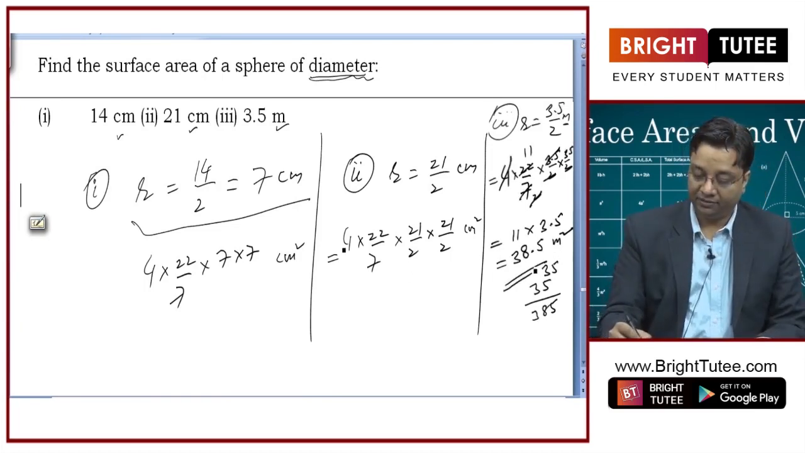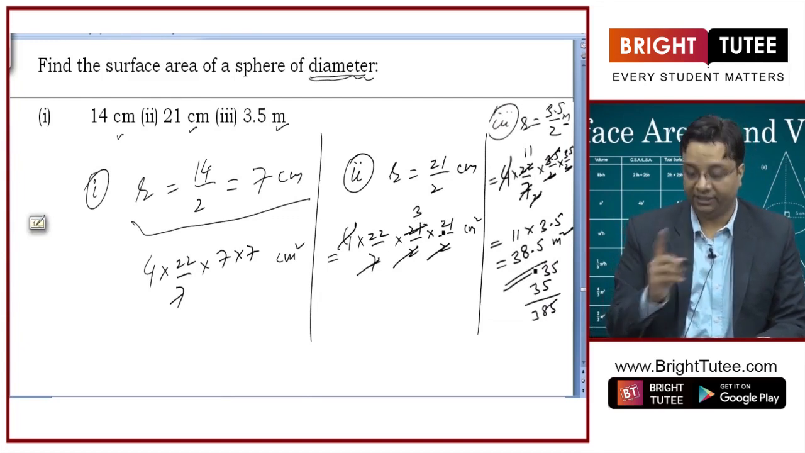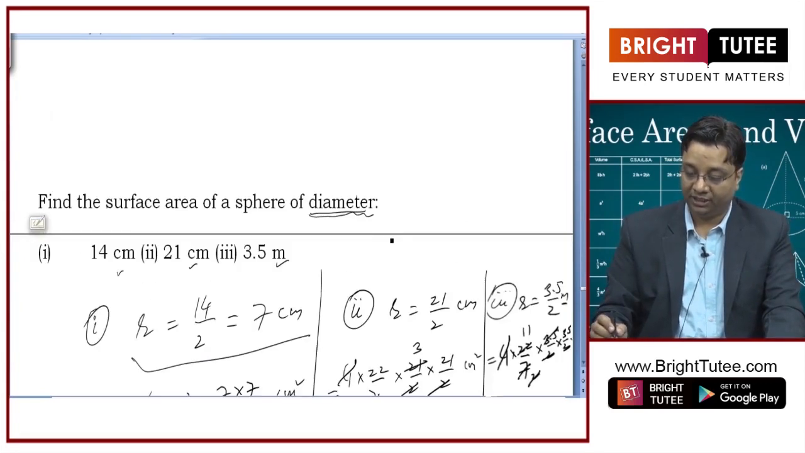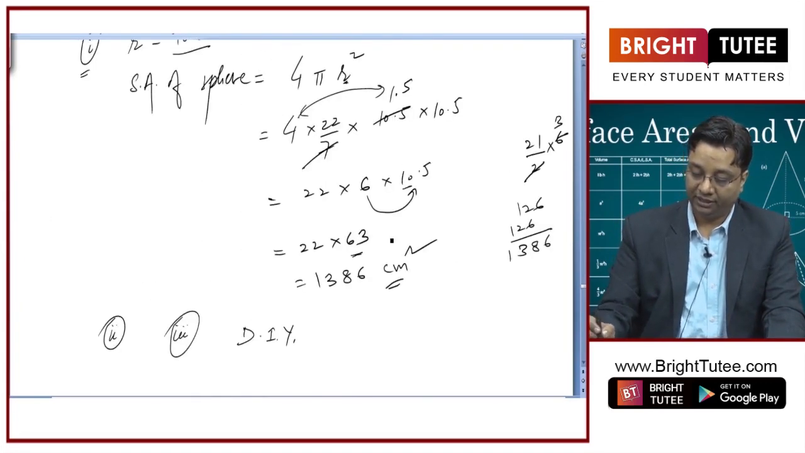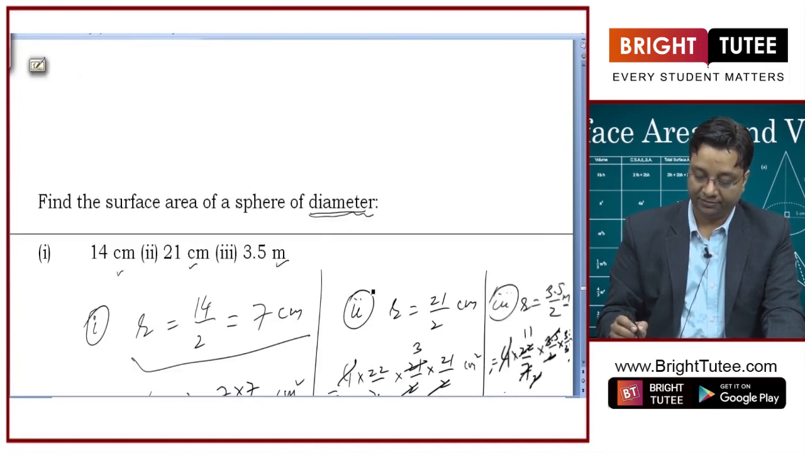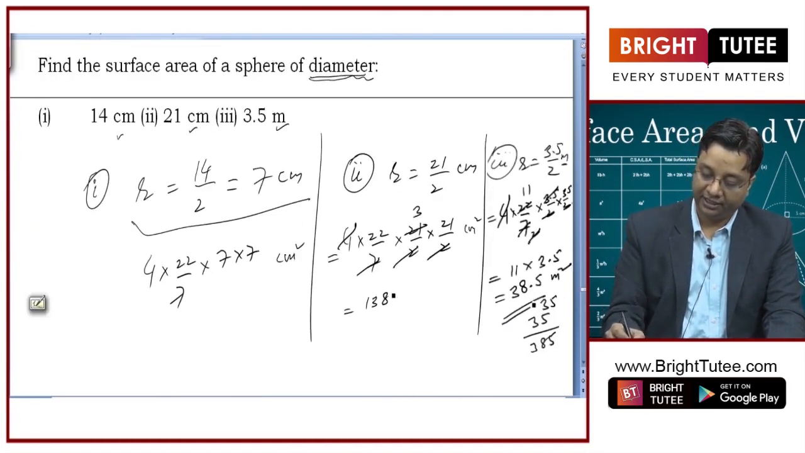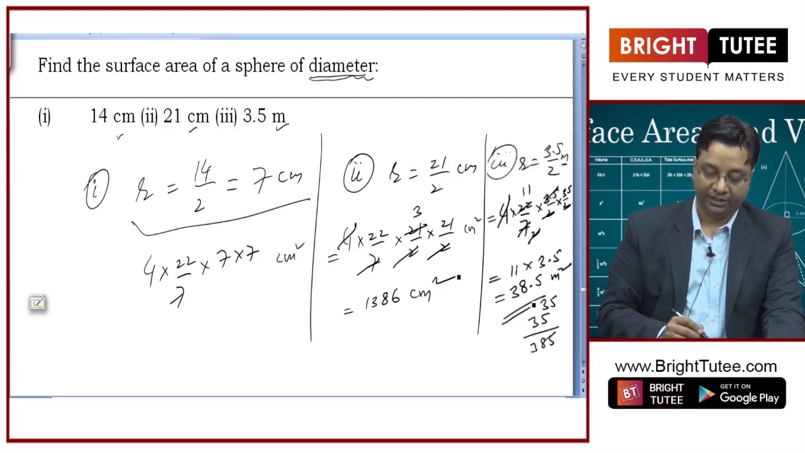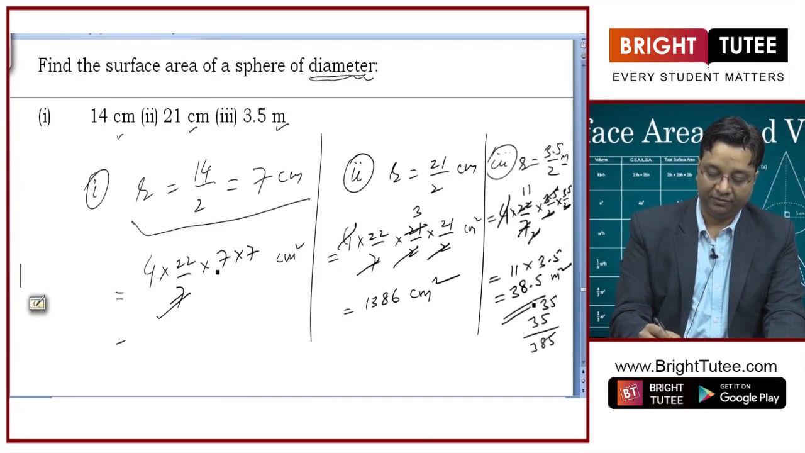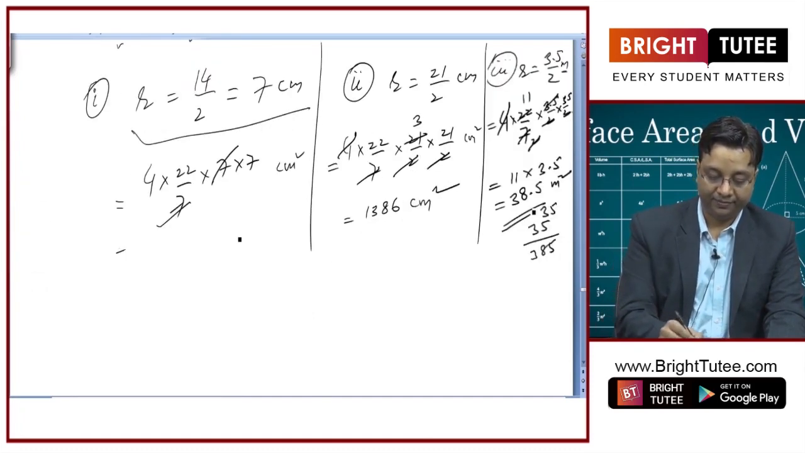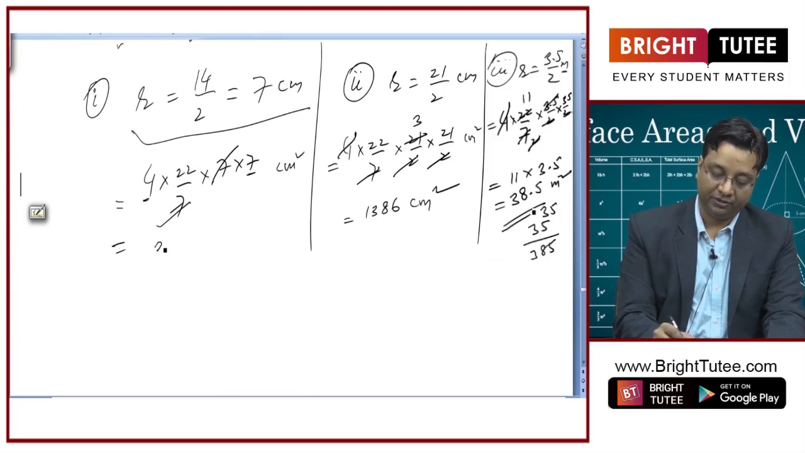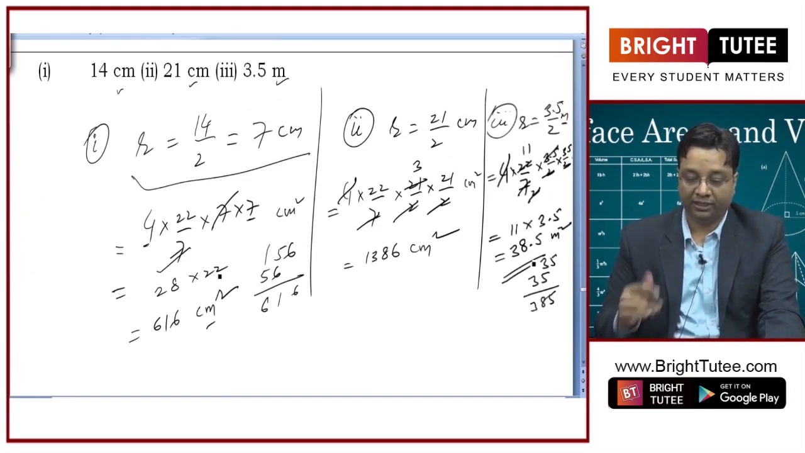Okay. In this case 4 will be cancelled like this. This is 3. So 3 into 21 is 63. 63 into 22 we just calculated. 63 into 22 was 1386. So this is 1386. The answer is in centimeter square. In this case 7 will be cancelled. Okay. And 7 into 4 is 28. 28 into 22 can be calculated like this: 616, and it is in centimeter square. So this is how you can calculate this question. All right.